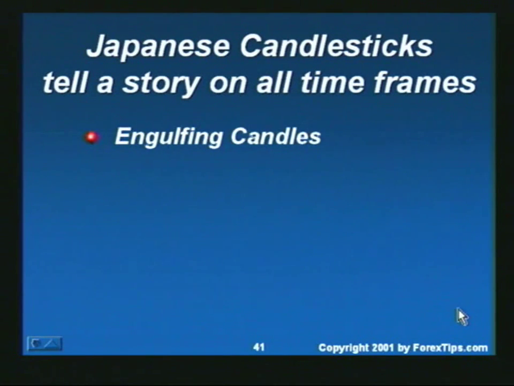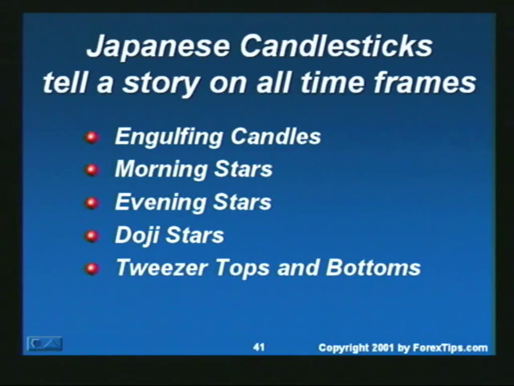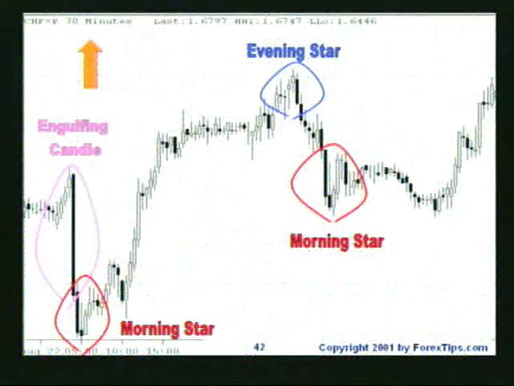And some of the stories they're telling are called engulfing candles, morning stars, evening stars, doji stars, and tweezer tops and bottoms. These are indicators that give traders an opportunity to get in. Look at this formation of these three candles, it's called an evening star. The opposite of that is called a morning star. This formation is a morning star. This is an engulfing candle.